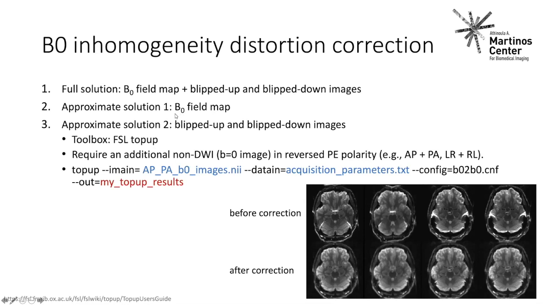So people usually either only acquire a B0 field map or measure blip-up and blip-down images and use the FSL topup toolbox. And when we use FSL topup, we need an additional non-diffusion-weighted image in reverse spacing and polarity, for example, AP plus PA or LR plus RL. And here it shows the command line. So we can see before correction, the AP and PA views have different distortion. After correction, it is corrected pretty well.